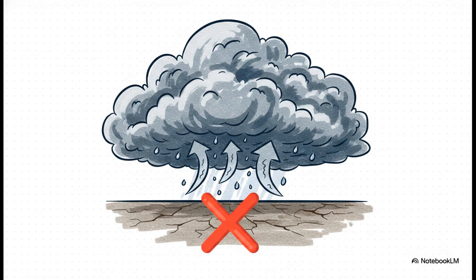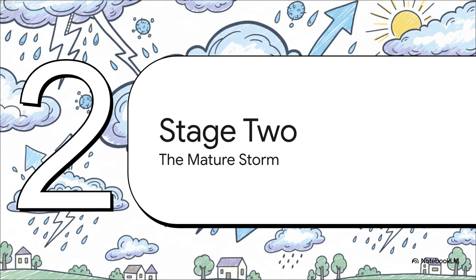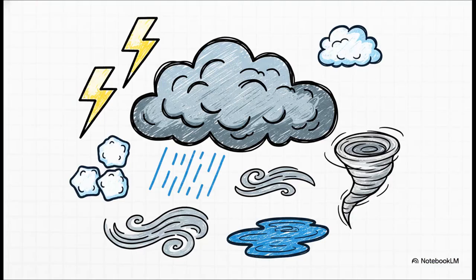It's pretty amazing. Moving right along to stage 2, the mature storm. This is it, the main event. When a storm transitions into its mature phase, you are looking at the absolute most intense, chaotic, and violent part of its entire life cycle. We really need to highlight exactly why this mature stage is so incredibly dangerous.